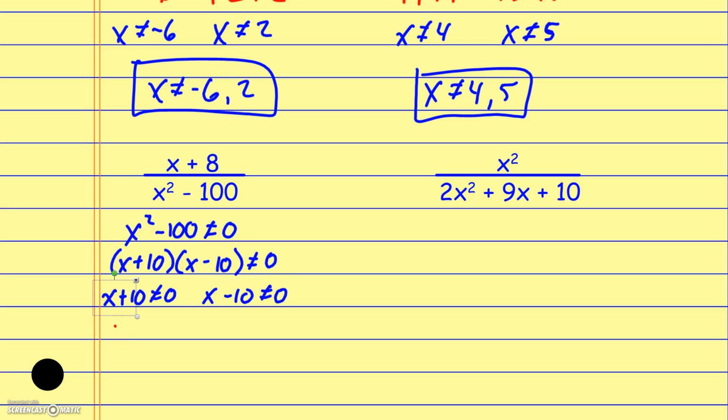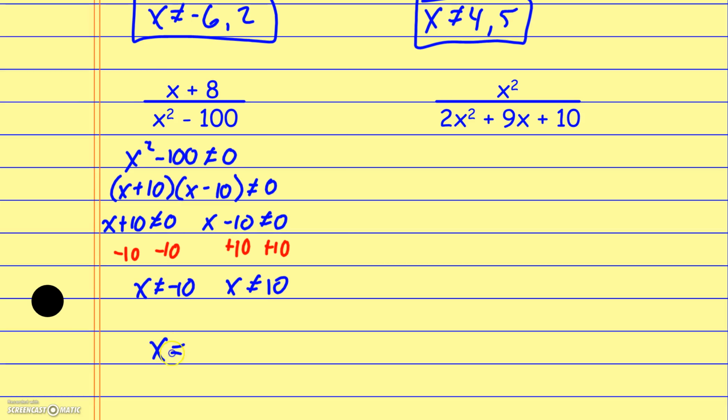And I solve each. Here I subtract the 10. Over here I'm going to add the 10. So I find out that x cannot equal a negative 10, and I find out that x cannot equal a positive 10. And once again, I can summarize this as x cannot equal the negative 10 and the positive 10, or you can just write plus or minus 10. That reminds us of the other way that we can solve these things. I could have added the 100 and taken the square root of each side. When I do that, I have to do plus or minus. All right?